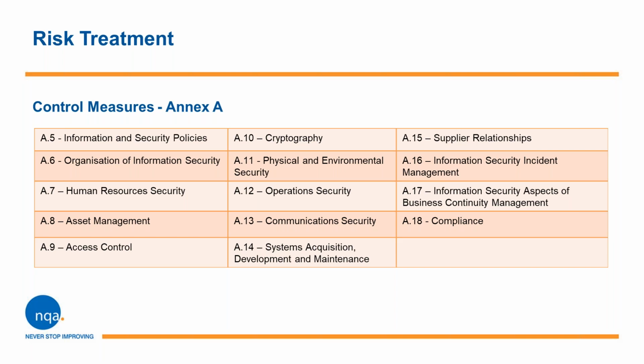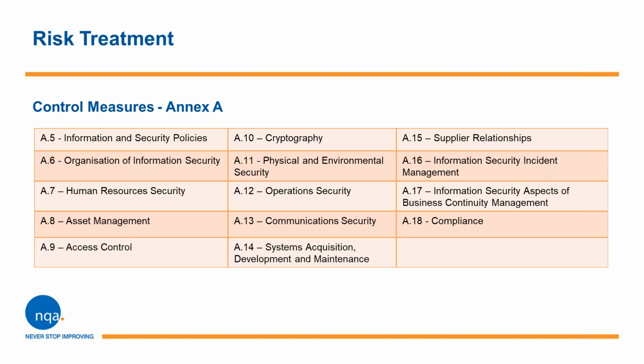A14, system acquisition, development and maintenance. So this is the controls defining requirements in secure development and support processes. A15, supplier relationships. So this is controls on what to include in supplier agreements and how to monitor suppliers. So although not a small section, it's quite an important one. Supplier relationships, it's always one I tend to pay more attention to.